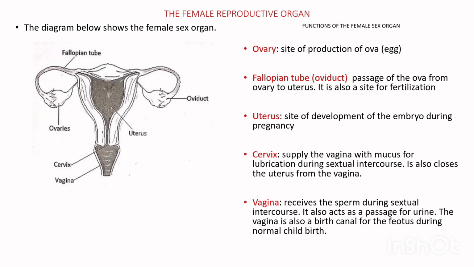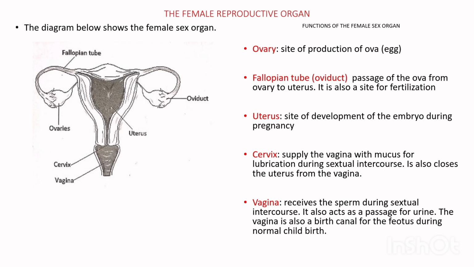We move to the fallopian tube, which is also called the oviduct. The fallopian tube is a passage through which the ova moves from the ovaries to the uterus. We can also say the fallopian tube is a place where fertilization takes place, where we know that fertilization is the joining of the egg and the sperm to form what we call a zygote. Then we move to the uterus. The uterus is the site of development of the embryo during pregnancy.